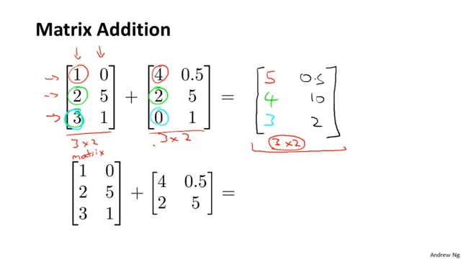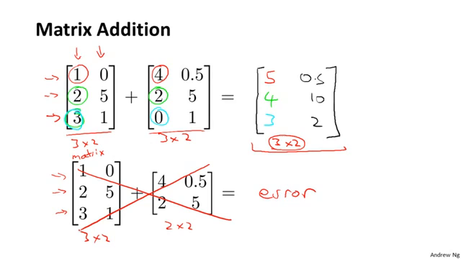Whereas in contrast, if we were to take these two matrices, this one is a 3 by 2 matrix, so again 3 rows, 2 columns. This here is a 2 by 2 matrix. And because these two matrices are not of the same dimension, this is an error. So you cannot add these two matrices, and their sum is not well defined.